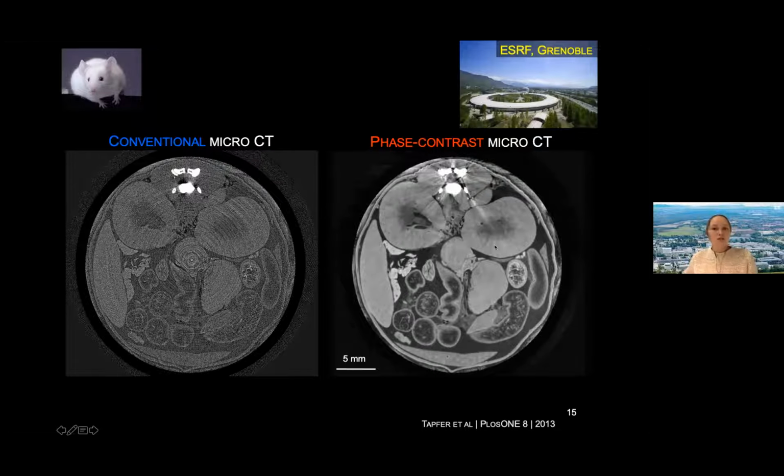What is physically visible on the right is the distribution of the electron density, while on the left, depending of course on the energy that you use, it is mainly the mass density that you see, or with higher Z you can also increase the contrast here.